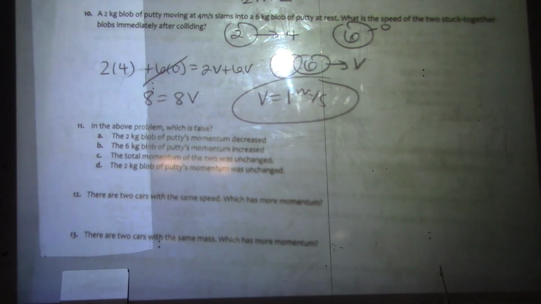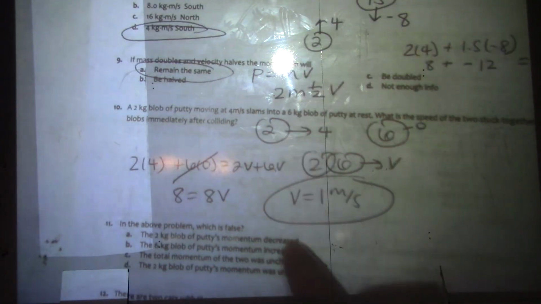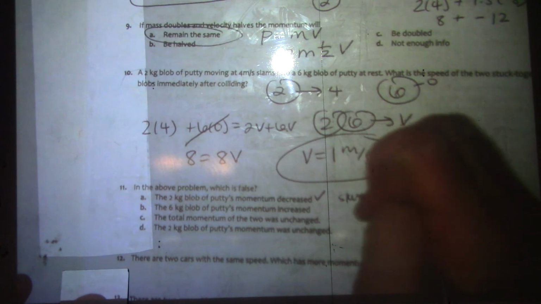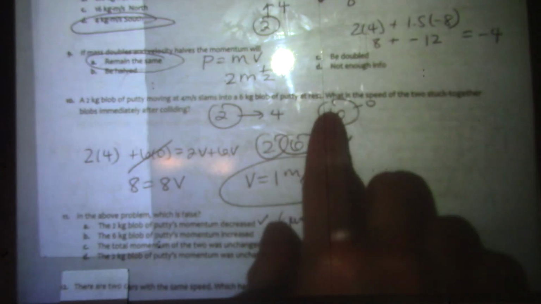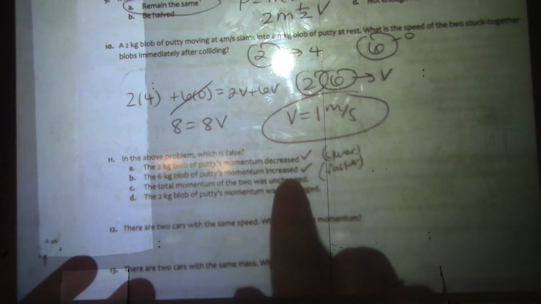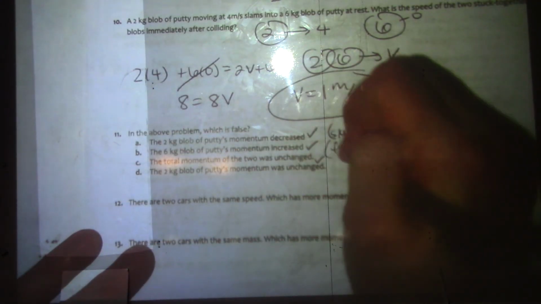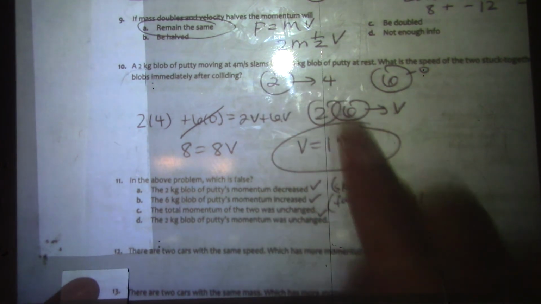The momentum of the 2 kilogram decreased. That is true because it just got slower. The 6 increased. That is true because it got faster. The total momentum was unchanged. That should always be true because it is conserved. And lastly, the 2 kilogram was unchanged. That's not true. It was 2 moving at 4, that's a momentum of 8. Now it's 2 moving at 1, that's a momentum of 2. So D, that was not true.